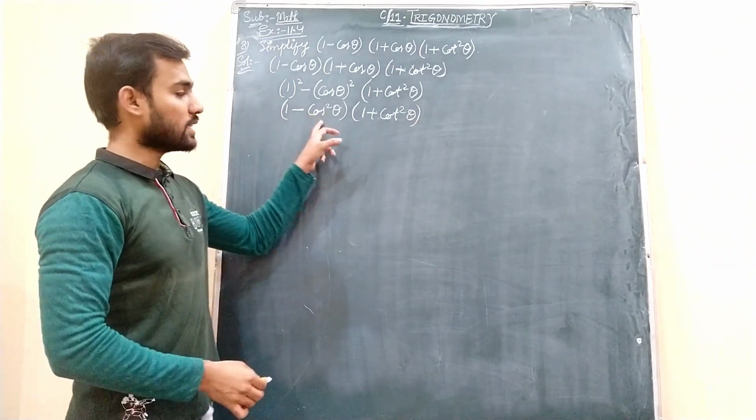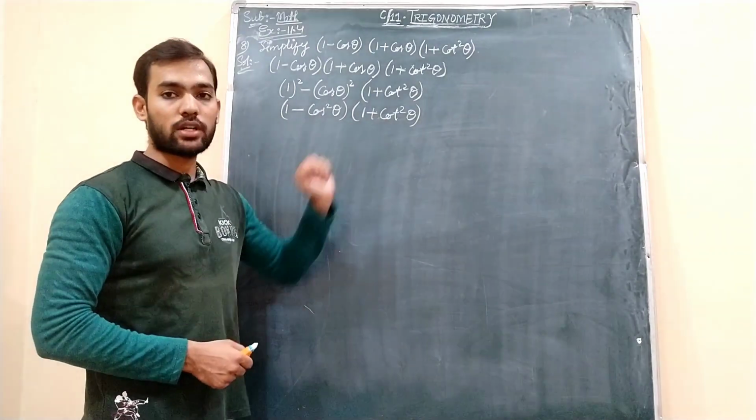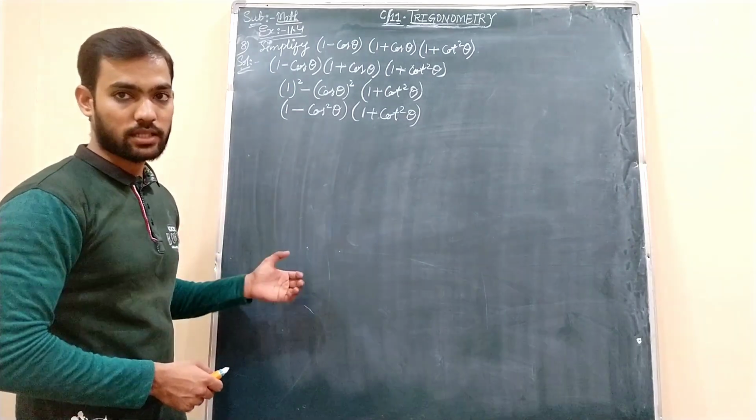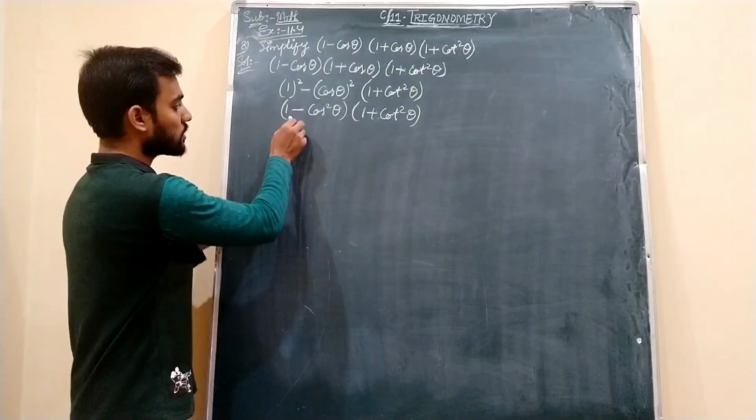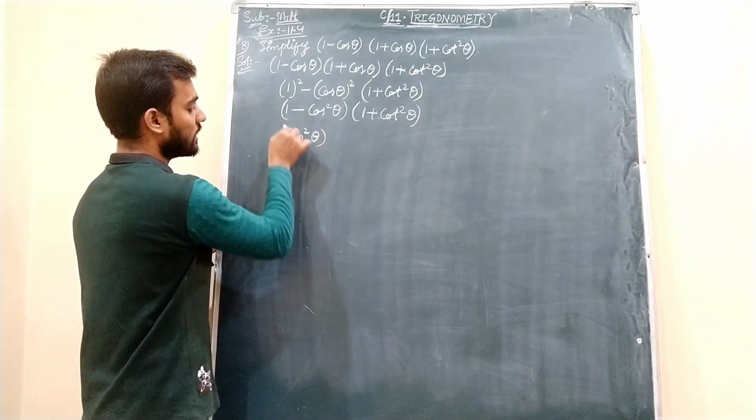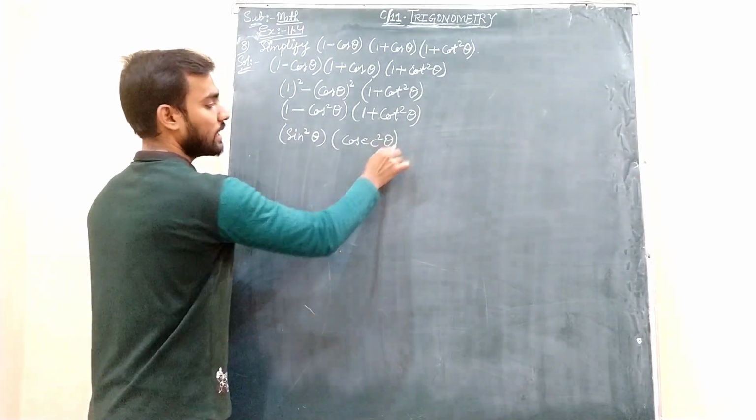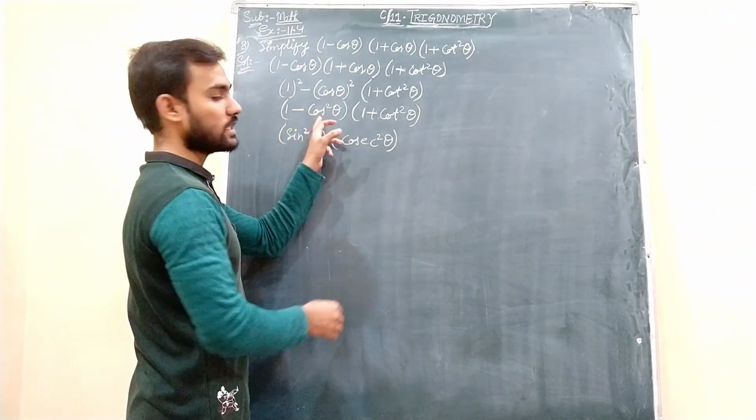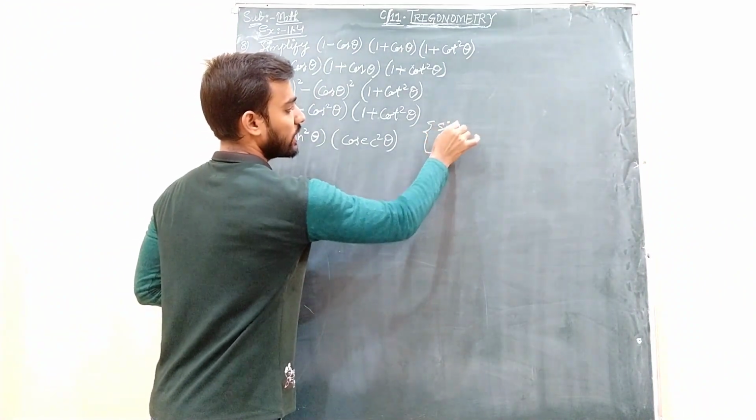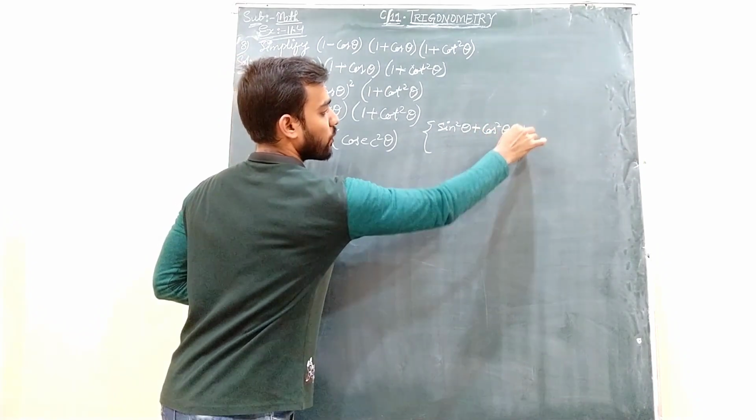Now this 1 minus cos square theta value can be gained from identity number 1, and 1 plus cot square theta value can be gained from identity number 3, as we just did in question number 7. So 1 minus cos square theta is nothing but sin square theta, and this 1 plus cot square theta value is nothing but cosecant square theta. I will explain how we got this. This I said through the first identity, right? So I'll write the first identity: sin square theta plus cos square theta equals 1.